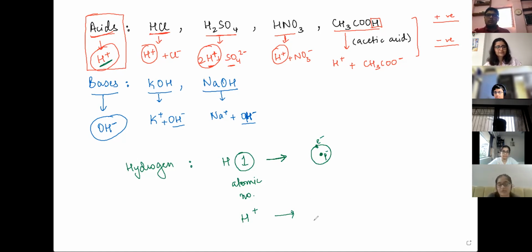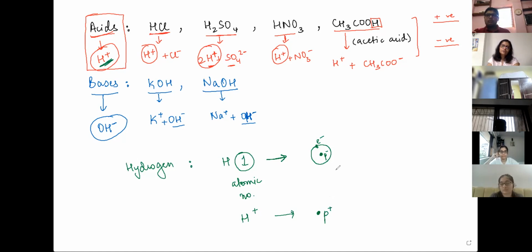The loss of electrons. Loss of electron. So H plus matlab is atom ko kya hua? There are no electrons left. There's only 1 proton. Exactly. So basically, acids are characterized by the fact that when you put acids in water, they give out protons. Okay, so it's just one proton.